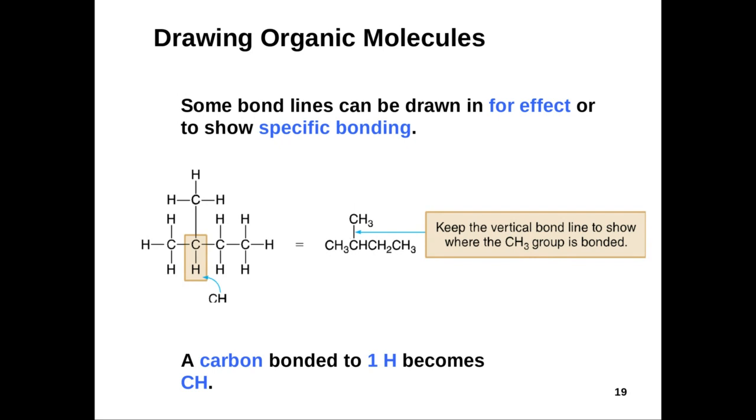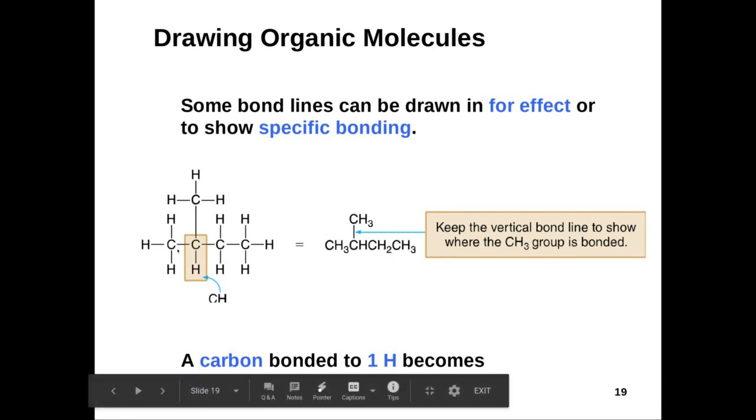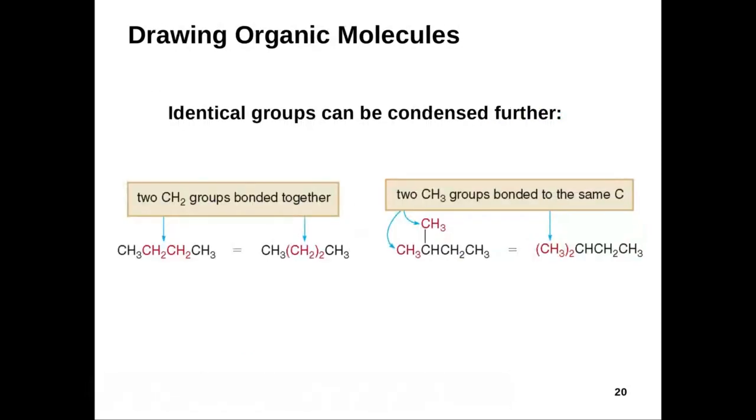So again, condensed structures are easy to draw. This is much faster to draw out than this. I guess technically to write out, but it's technically easier to draw too. And we can actually take a condensed structure and make it even more condensed, just making things easier to draw. If we have this molecule here, CH3, CH2, CH2, CH3, we can take these two CH2s and condense them even further. We would just write CH2 with the subscript 2.